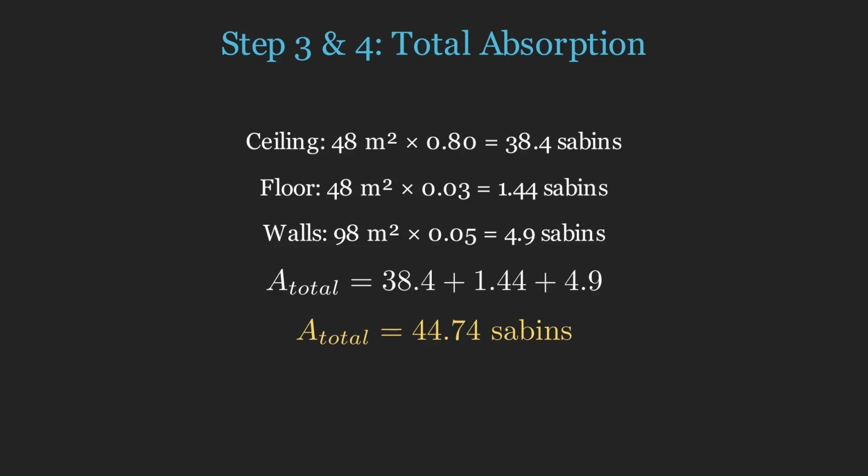For the floor, reflective vinyl flooring with a coefficient of 0.03 gives us 1.44 Sabines. And for the walls, painted masonry with a coefficient of 0.05 contributes 4.9 Sabines. In step 4, we simply sum up all of these individual values to find the total actual absorption of the existing room. Adding 38.4 plus 1.44 plus 4.9 gives us a total actual absorption of 44.74 Sabines.